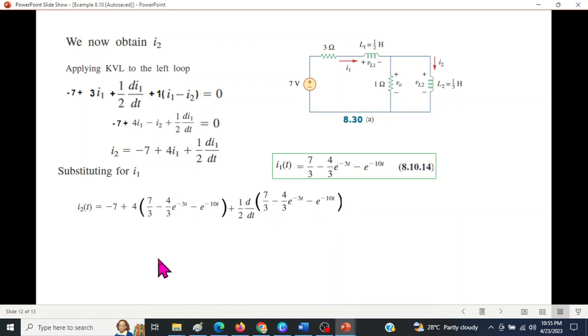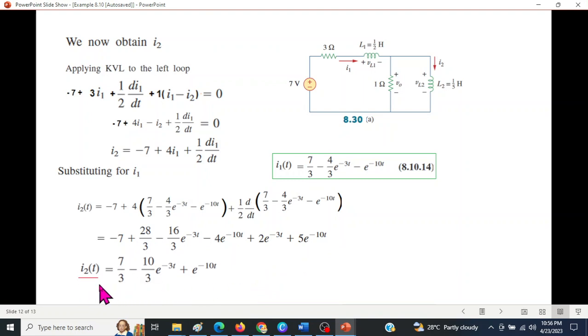And solving, this remains simple multiplication. Here, I hope you can solve or take the differentiation of this. This will be 0, this will be minus 3 e raised to the power minus t, so it will become plus, and 3 cancel, it will be 4/2. So I hope you can get this. Rearranging the terms, this is our I2.